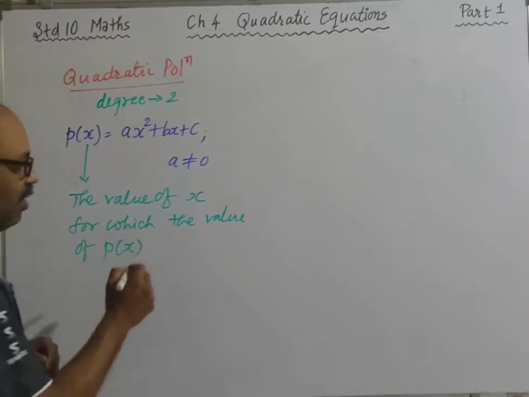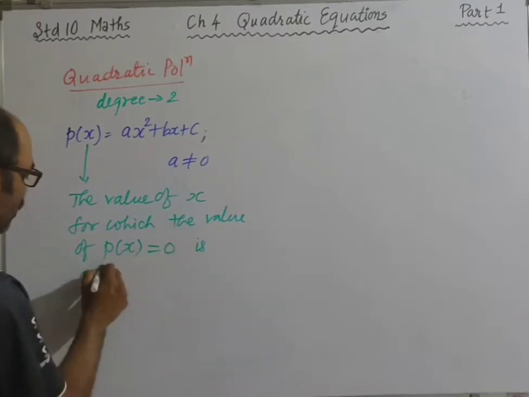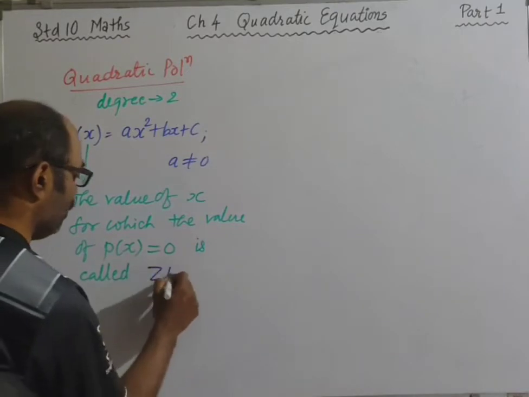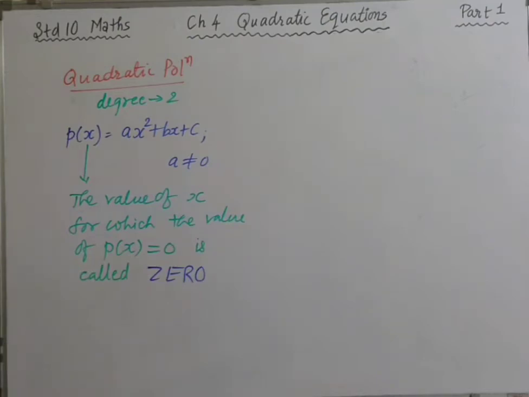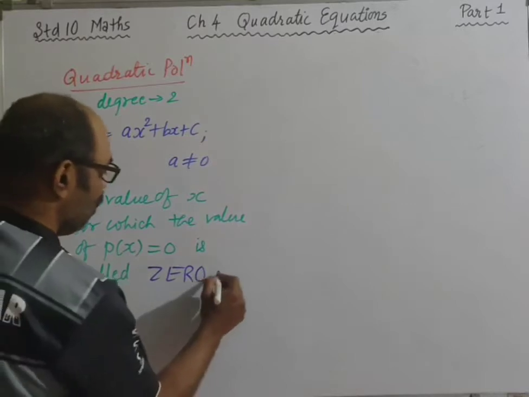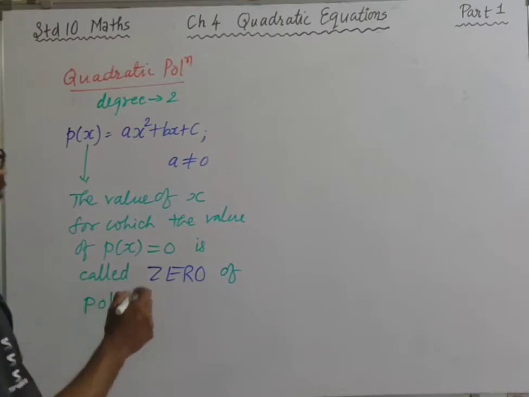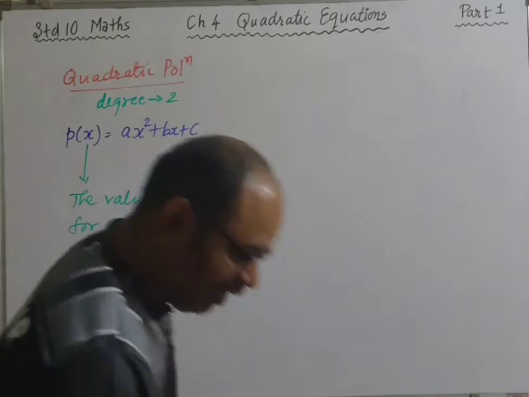Now, if you remember children, the value of x for which the value of p of x, that means the polynomial, becomes equal to 0 is called zero of the polynomial. Correct children? Okay, be careful now.